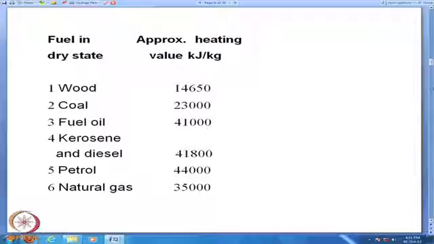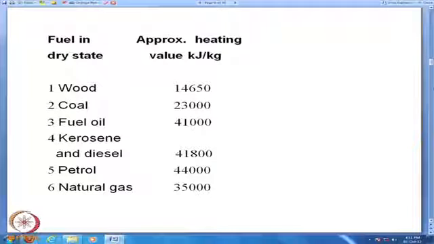So, certain calorific values which we may require in calculations are available from an excellent web source, indiasolar.com, and I have extracted the relevant ones. Wood, which I have compiled from other units, is 14,650 kilojoules per kg. Coal is almost double that, fuel oil is almost double again, kerosene and diesel are the same, petrol is higher, and natural gas is slightly lower.